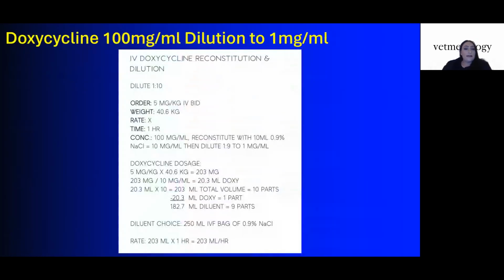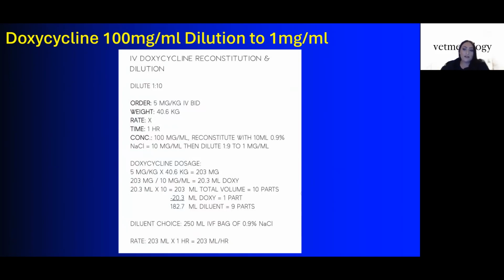So for doxycycline, 100 mg per mil, dilution to 1 mg per mil. We want to dilute 1 to 10. And the order is 5 mg per kg IV BID. And the weight that we're working with is 40.6 kgs. Rate is unknown. Time is 1 hour. Concentration is 100 mg per mil.